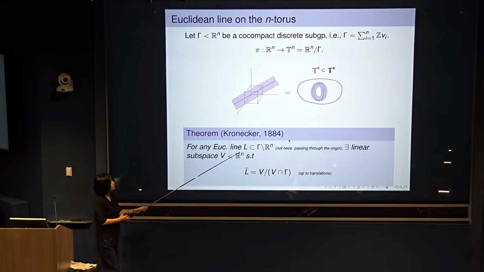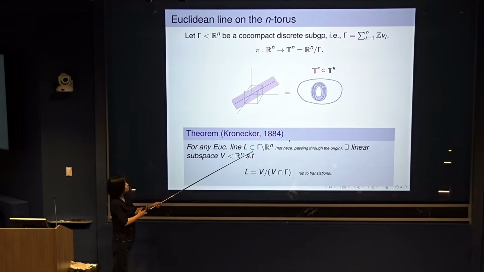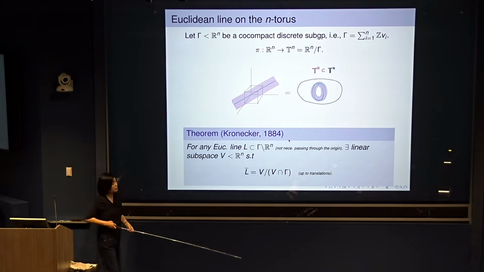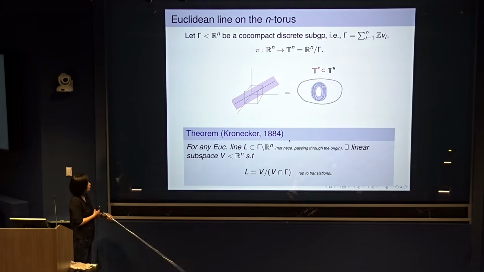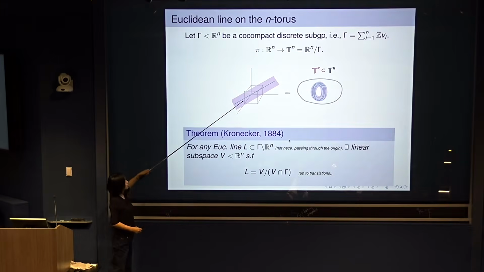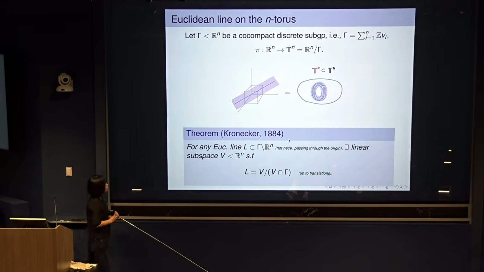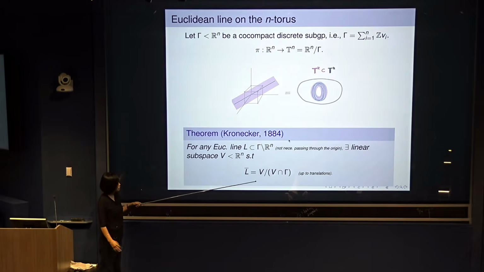So for any n-dimensional torus where we allow gamma to be any discrete co-compact subgroup, and then you consider any Euclidean line, which is simply the image of the line under the quotient map, then the closure is always a subtorus. Subtorus means that you have some linear subspace V, and then the subtorus is V quotient by the intersection of V with your original lattice, and this has to be a lattice in V. Okay? So this is what subtorus means.